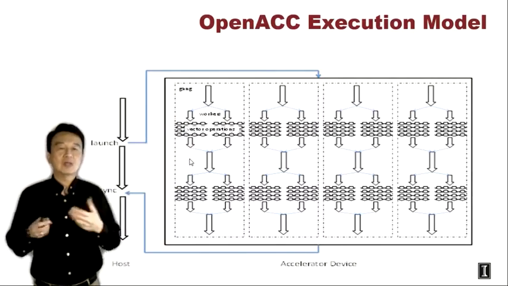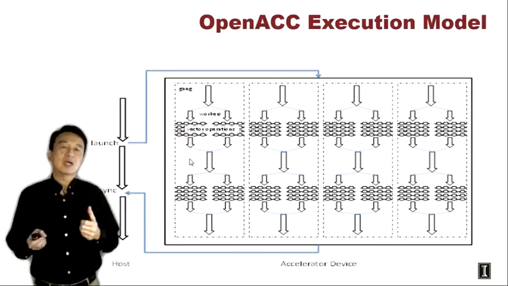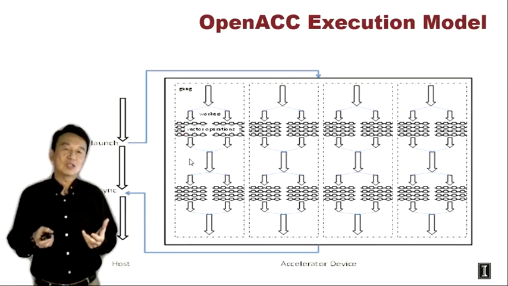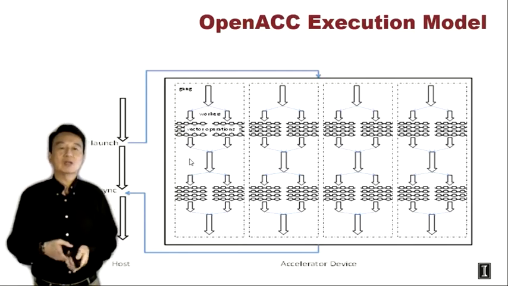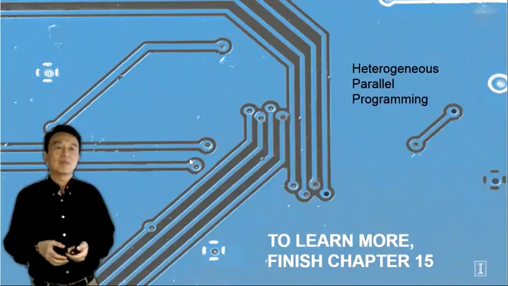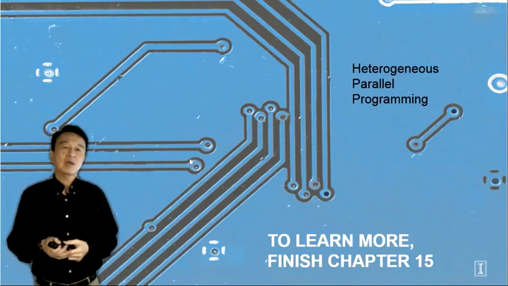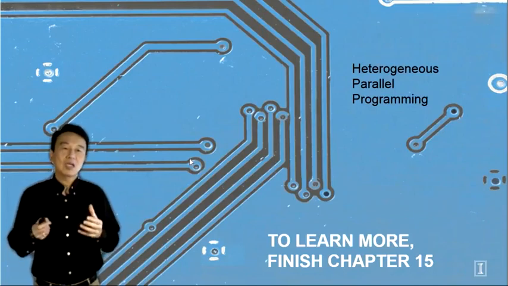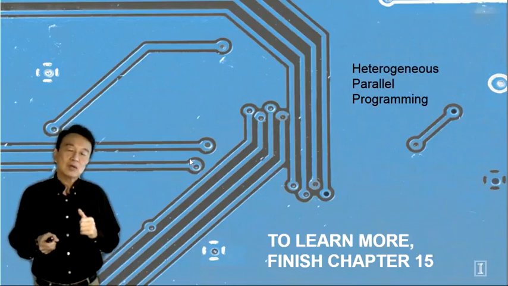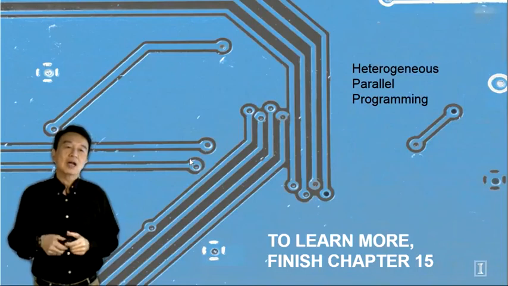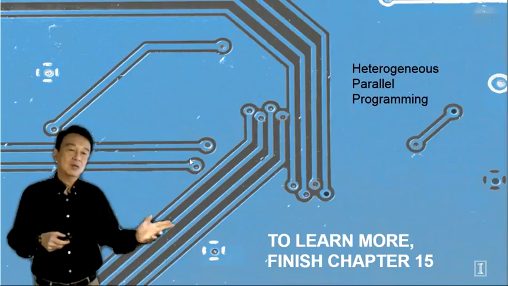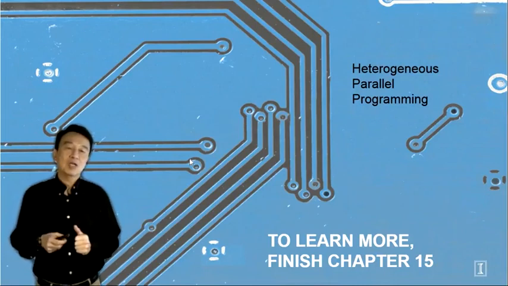Once you understand CUDA and OpenCL, it's fairly easy to understand what you're really telling the compiler to do in your OpenACC code. So now we have completed the basic introduction of the OpenACC programming model. For those of you who would like to learn more about OpenACC, I'd like to encourage you to read the specification of OpenACC online, and also to read Chapter 15, which is an introduction to the OpenACC programming model. Thank you.